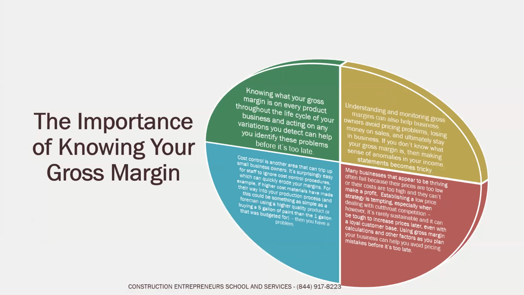So one of the things you want to look for here is that, for example, a higher cost material may make its way into your production process. This could be something as simple as a foreman using a higher quality product, or buying a 5-gallon bucket of paint instead of the 1 gallon that was budgeted for that project. You would know.